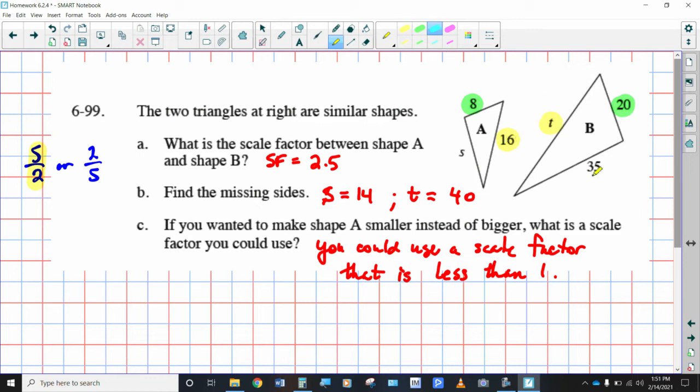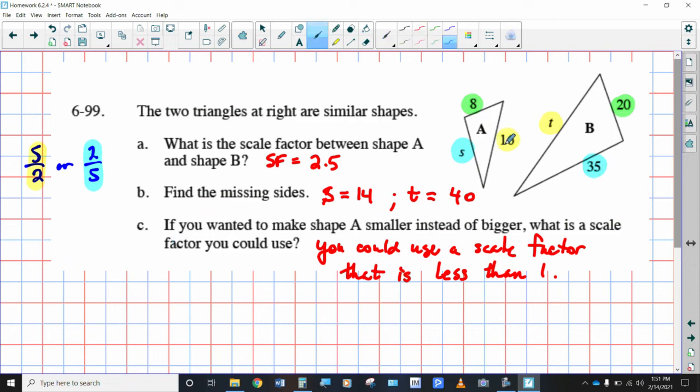On the other hand, 35, that's the medium side, corresponds to this one. We're going to have to multiply 35 times the scale factor that's less than 1, because s is shorter than 35, because this is the smaller triangle. Whenever you multiply a number times a fraction that's less than 1, you are going to get a number that's less than the number you started with. So let's go ahead and work through this.